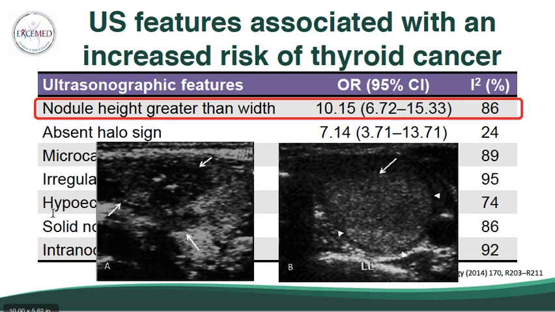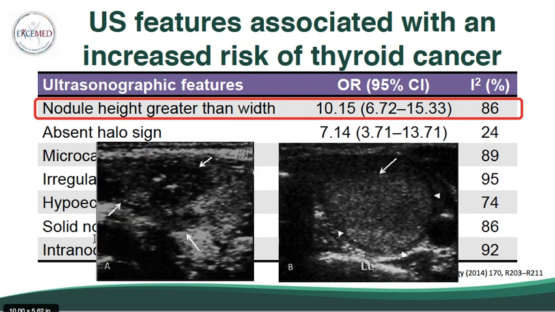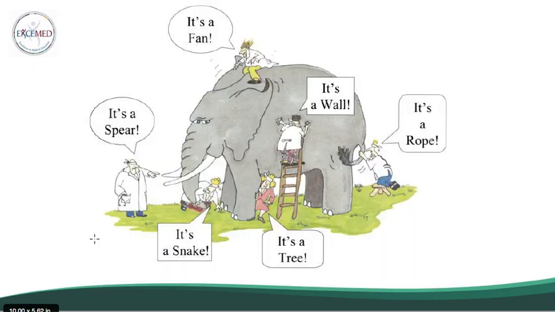The other features such as microcalcification, irregular borders, hypoechogenicity, solid nodules, and intranodular vascularity are some of the other ultrasonographic features that are associated with thyroid cancer.